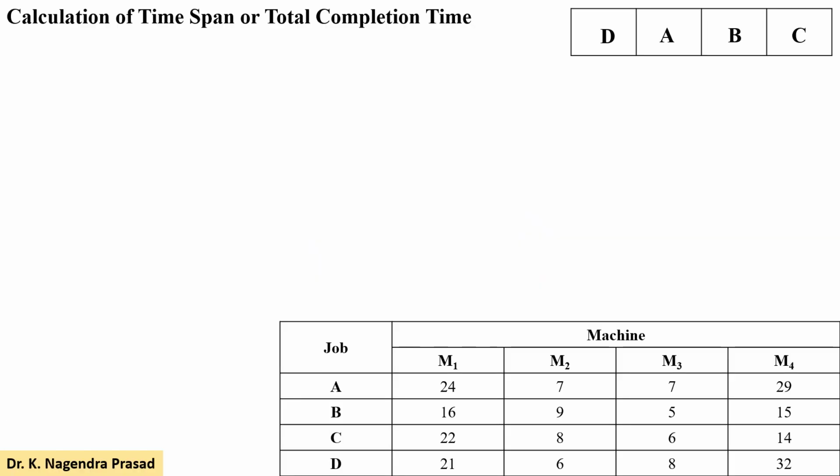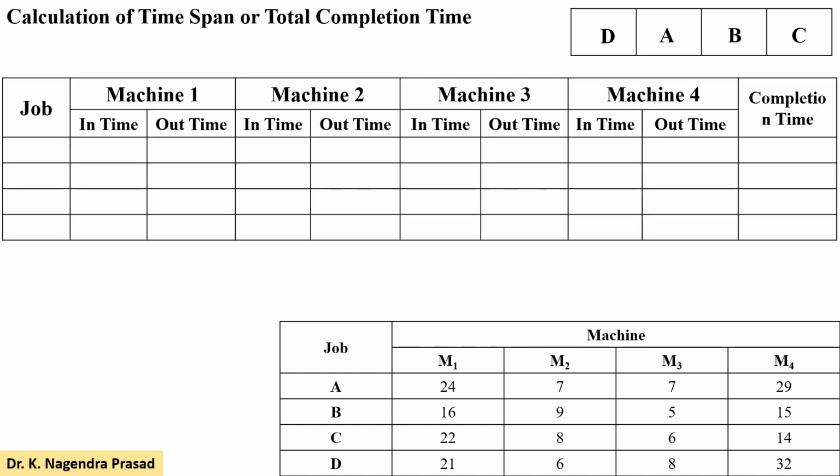Next we calculate the total completion time for the jobs. In this regard, first we have to draw the tabular column. The first column is the job. The next column is machine 1 in time and out time. The next column is machine 2 in time and out time. The next column is machine 3 in time and out time. Next is machine 4 in time and out time, and the last column is the total completion time for the respective jobs. So in the job column, we have to fill the jobs in the optimal sequence order. That optimal sequence order is DABC.